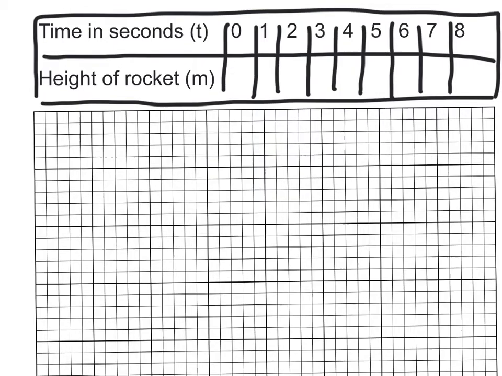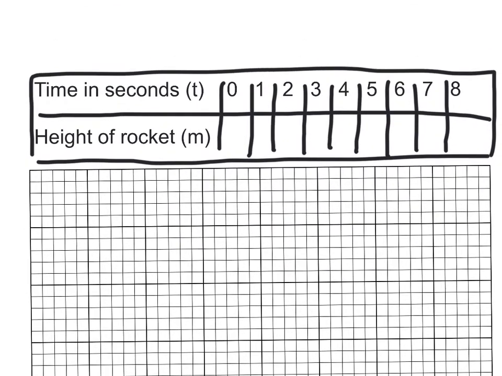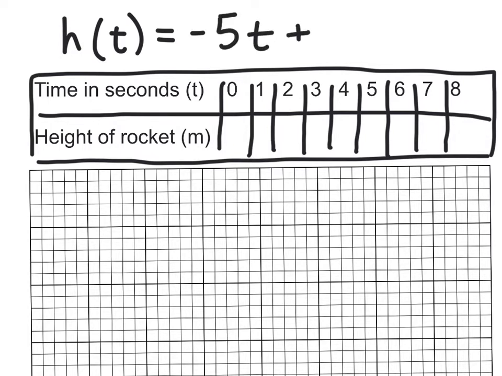So the equation that was given, which is a real equation, if it's actually true, h of t was what we used, height at a given time, and it was negative 5t squared plus 30t.